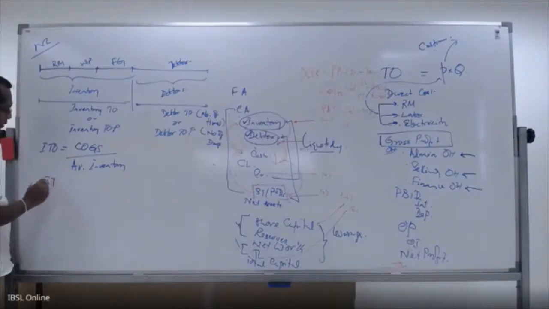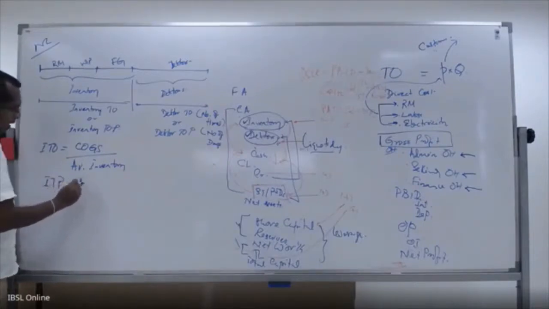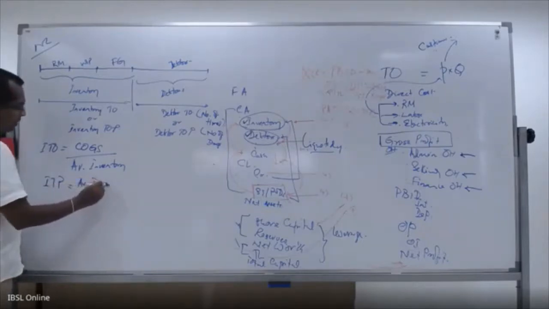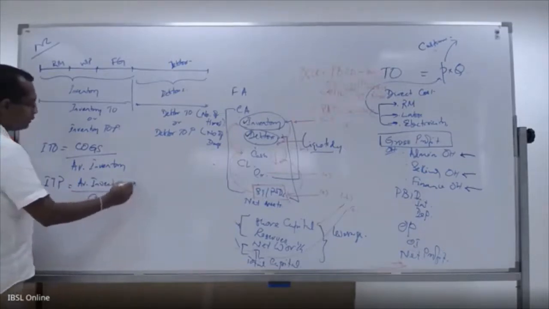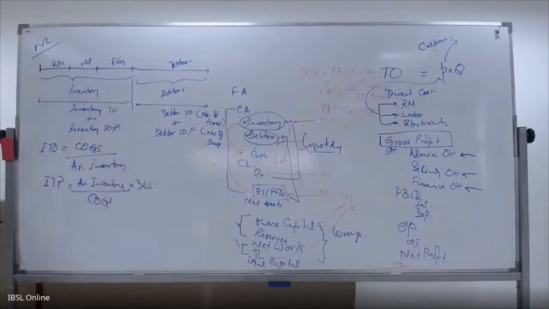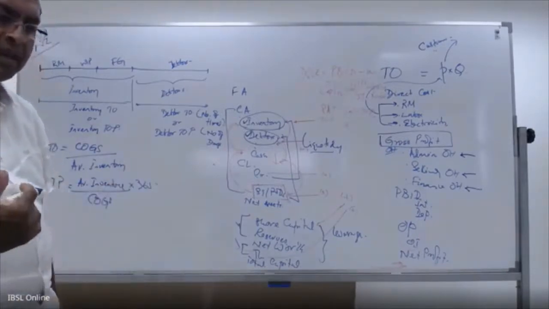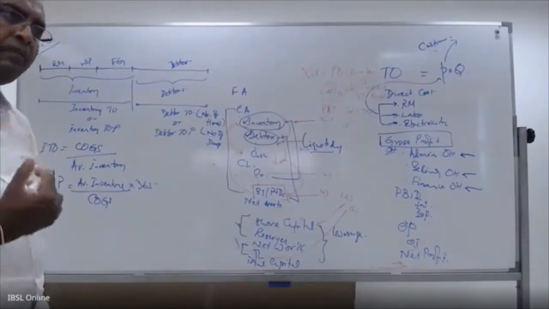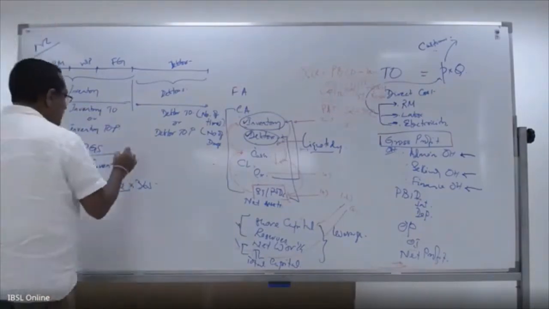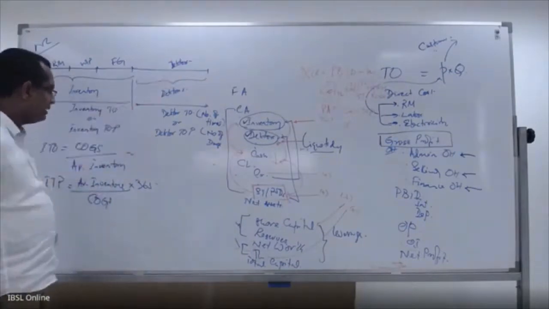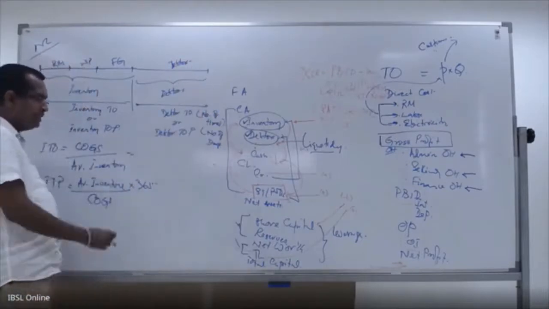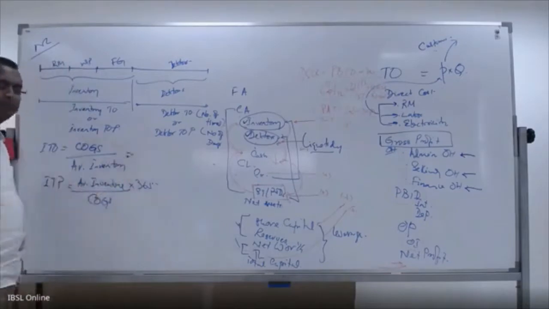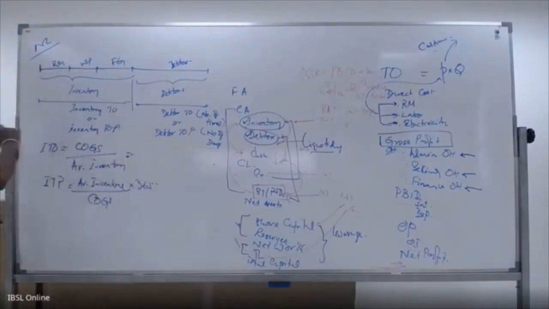Inventory turnover period is average inventory divided by cost of goods sold into 365. This gives you how many days on average you need to convert inventory into sales. This is how many times to convert inventory into sales. This is how many days you need. This comes in number of days. This is times. Right? Your question is this. From that balance sheet, you can take figures and write it here.